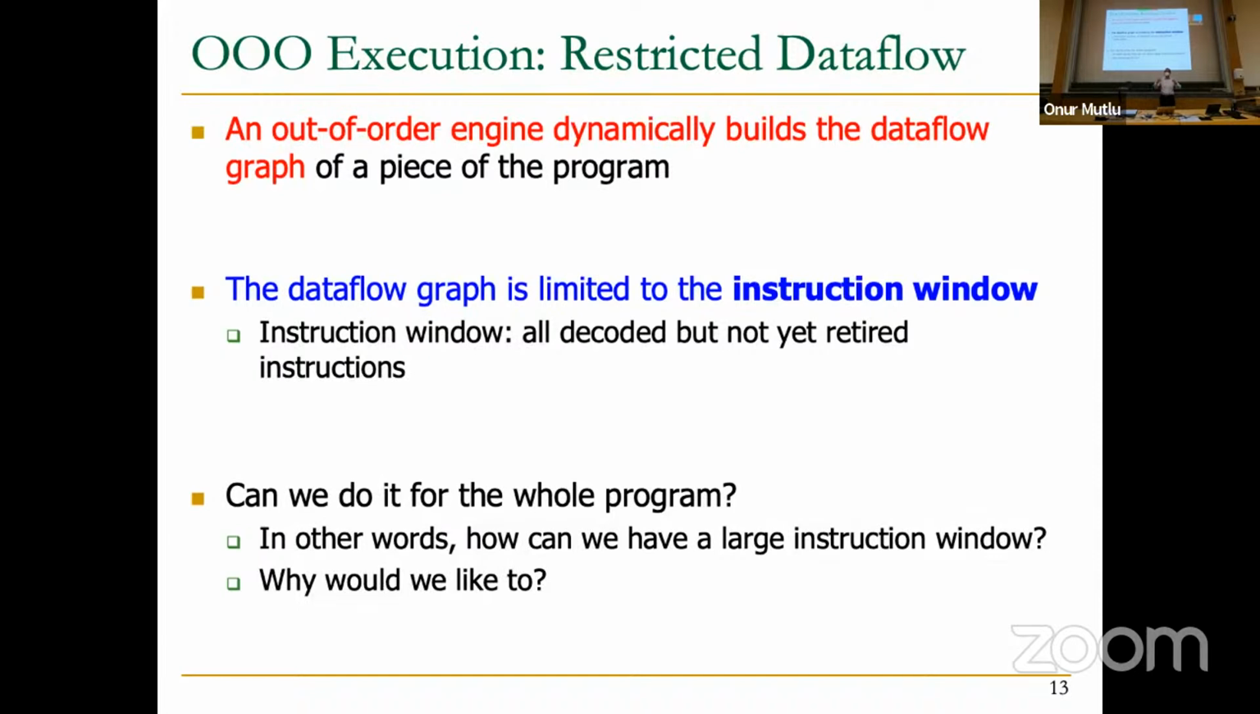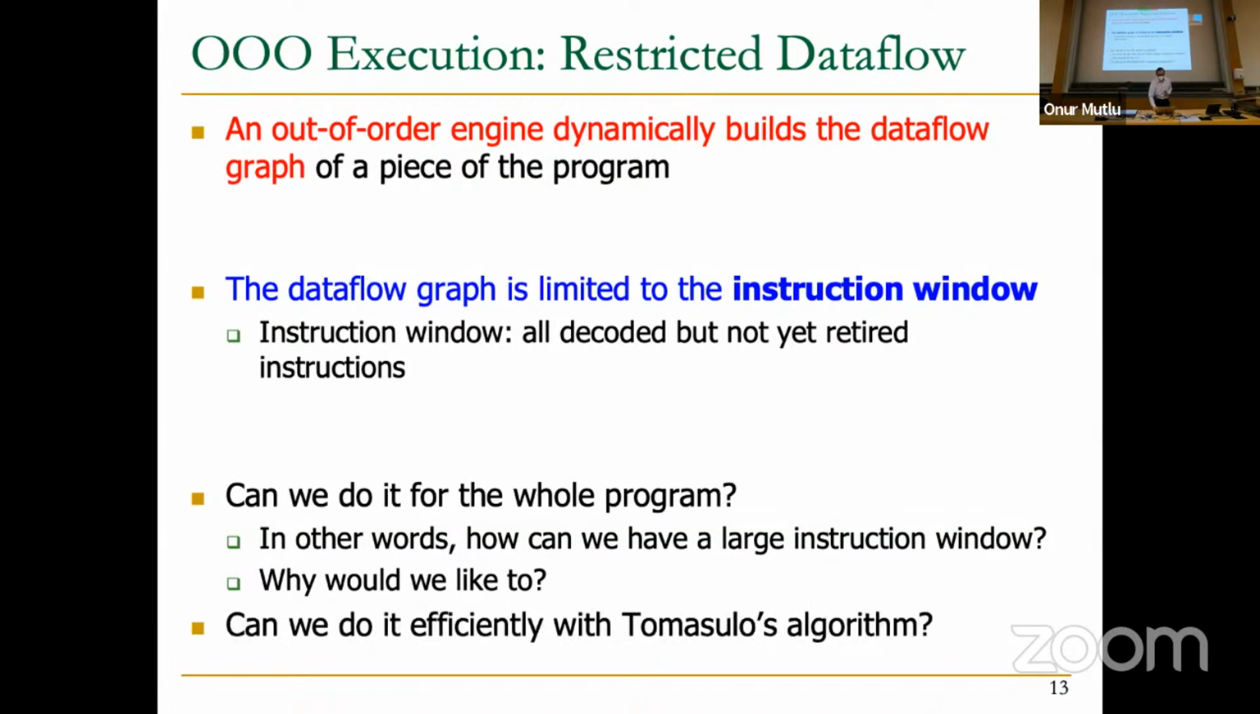Why would we want to have a large instruction window? Anybody? We briefly discussed that yesterday also. Think memories, think latencies, for example. If you have long latency instructions, this is the way to tolerate the latencies. You don't want to stall for tens of thousands of cycles. You want to do useful work while stalling. And the question is, can we do it efficiently with Tomasulo's algorithm that we saw yesterday? The answer is you need to make it very efficient. But with this algorithm, it's not very easy to scale up to tens of thousands of instructions.